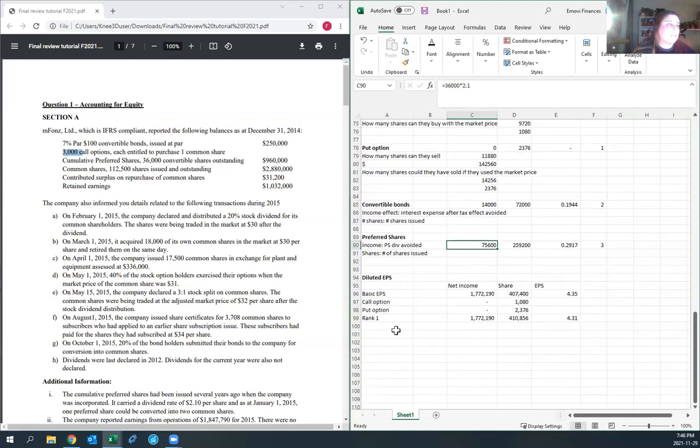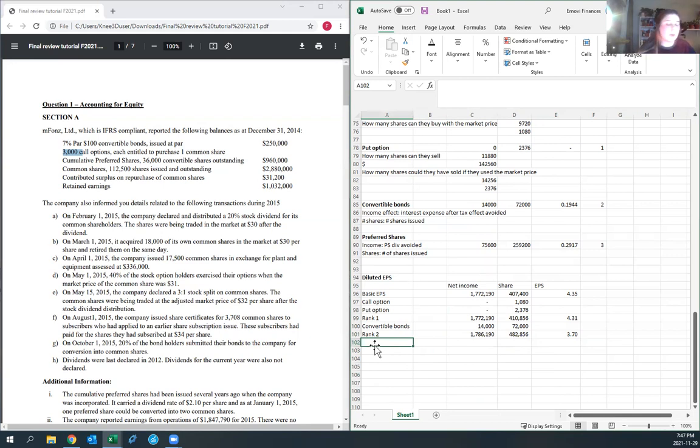All right, so I'm going to move on to my rank 2, which was the convertible bonds. So my income effect was 14,000. My share effect is 72,000. And then I'm going to be calculating my rank 2 EPS, which is going to be the sum of my rank 1 and convertible bonds. And then here, same thing. That gives me an EPS of 3.70. So it's still lower than my rank 1, so it's still dilutive, so we keep going.